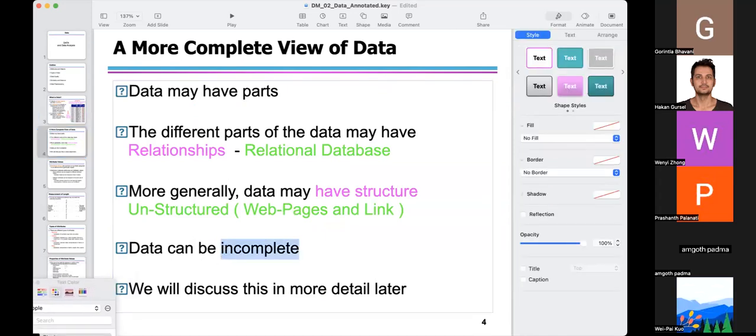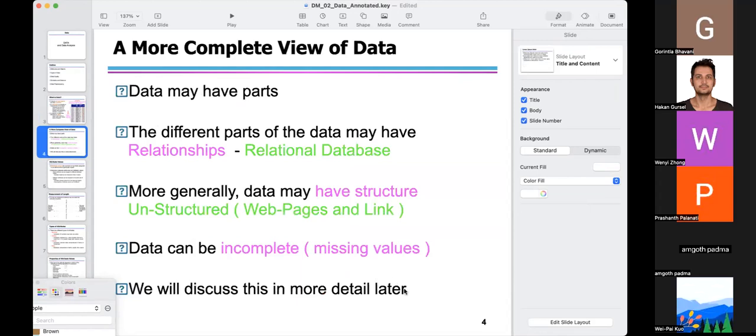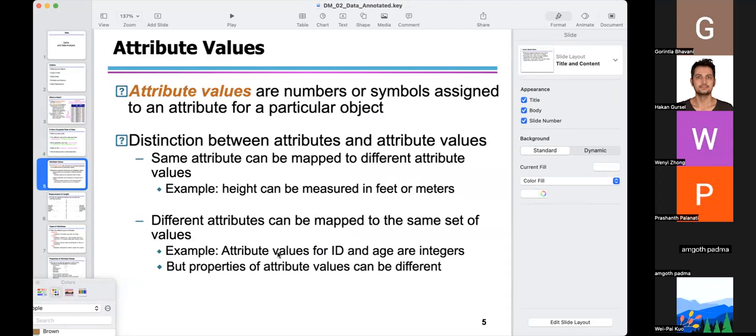Another thing to be noted here is the tables could have missing values. So the table could have a blank space in some of those fields here. And how do we handle that? We can either fill in the blanks, or we can ignore those records that have blanks when we start doing our analysis.